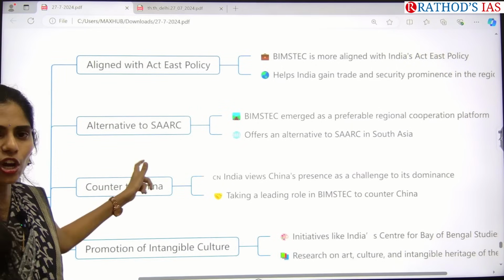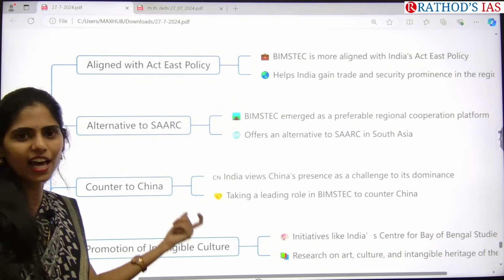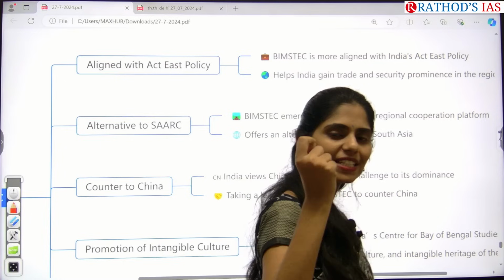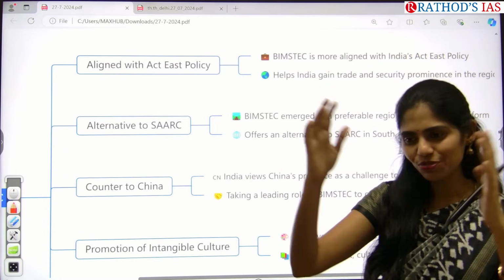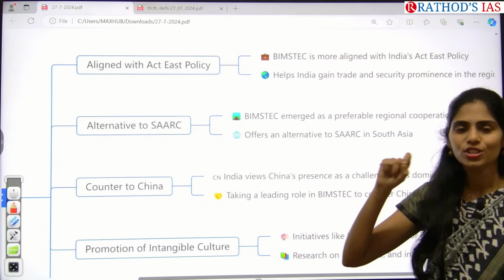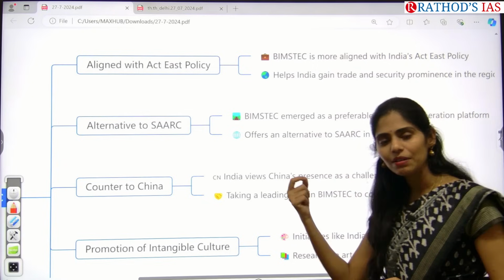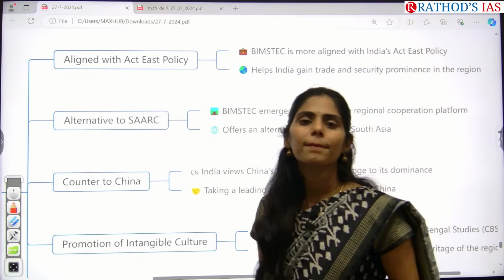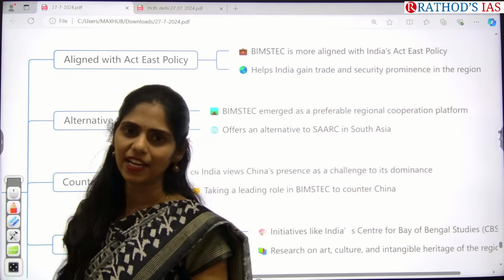And this one is it is an alternative to SAARC, because in SAARC, Pakistan is also a member. Whenever India and Pakistan, two enemies, are part of a grouping, that grouping's work becomes zero. The efficiency of the work done by that grouping is zero. So because of this, now we are using this BIMSTEC to bypass Pakistan.